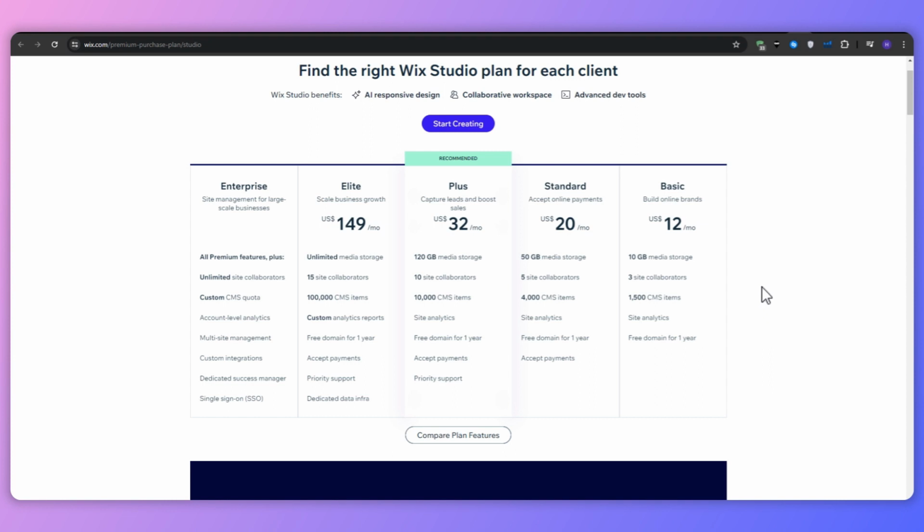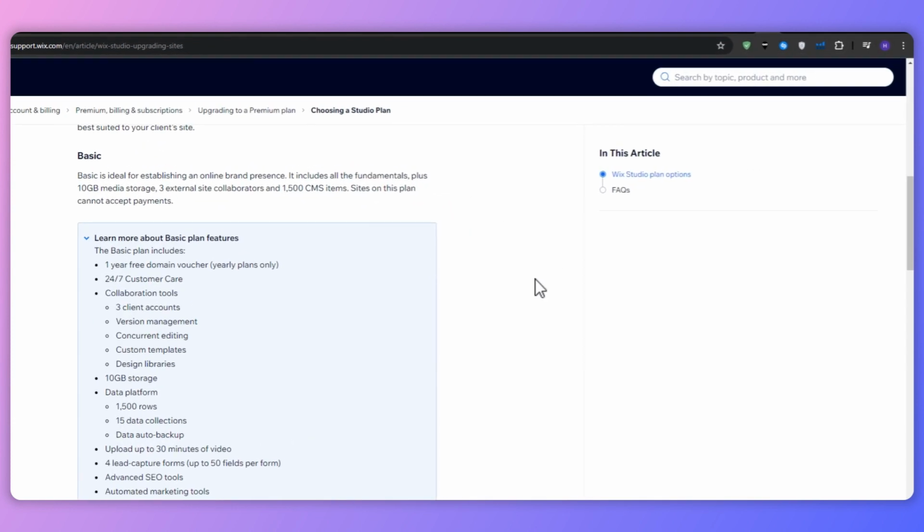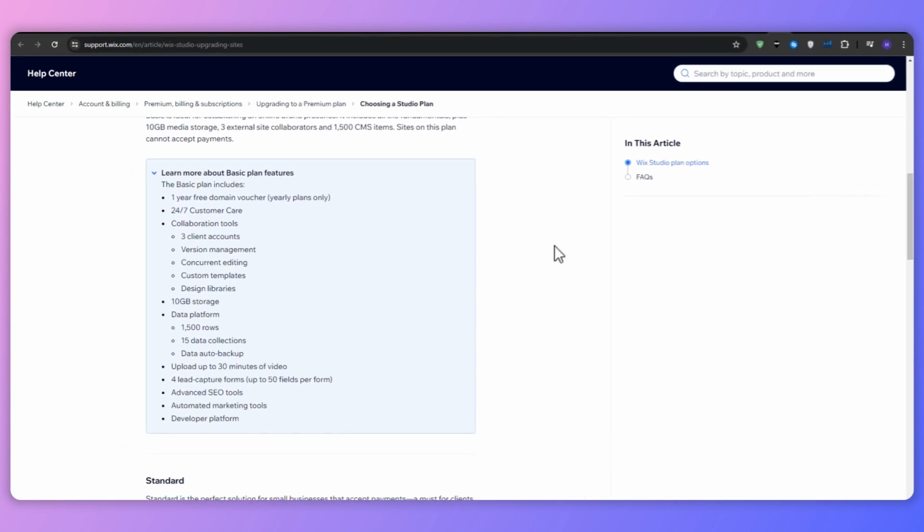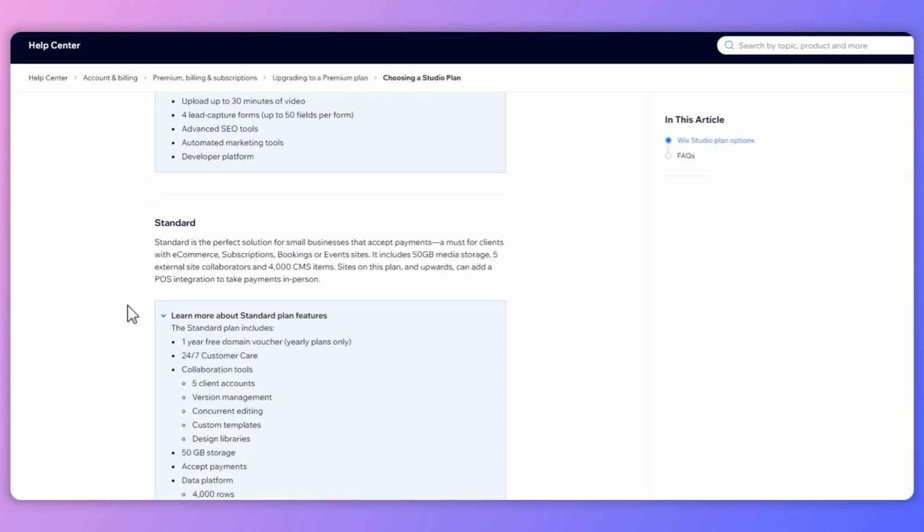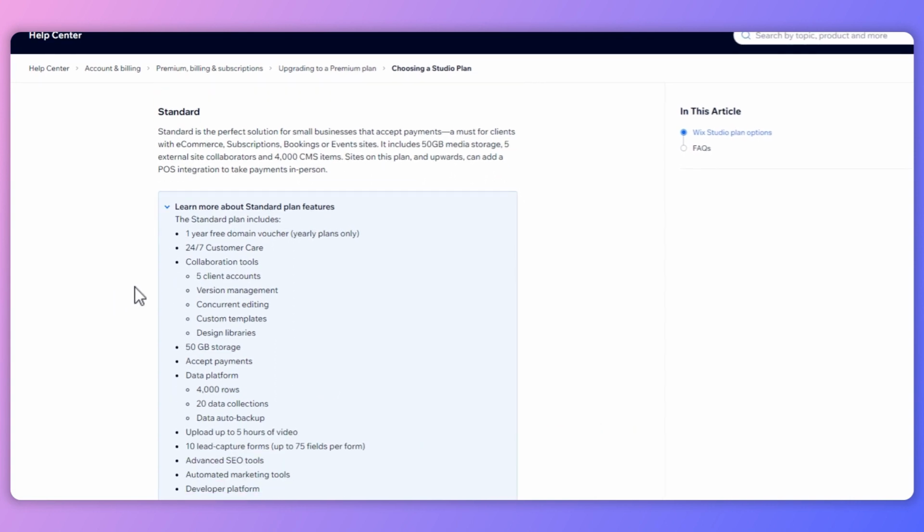Each plan has a different limit on the number of CMS items allowed, ranging from 1500 on the basic plan to a whopping 100,000 on the elite plan. And while these limits may seem generous for most websites, it's important to consider the long-term growth and scalability of your website. If you anticipate a large volume of content or expect your website to expand significantly over time, then you may need to choose a plan with a higher CMS item limit in order to accommodate your needs.